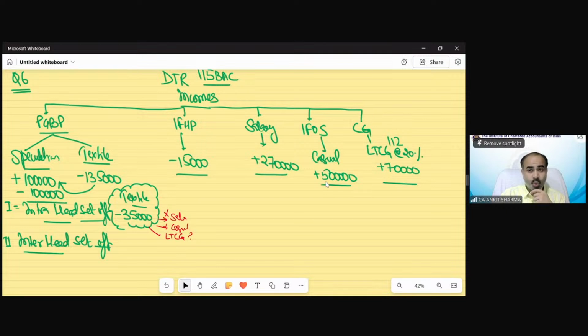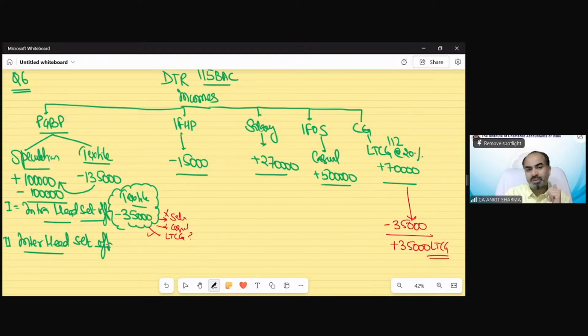Mohammad Farhan is saying no. Ishan is saying yes. Mohammad Farhan, do we ever read any provision which says that PGBP losses cannot be set off against capital gain? Capital gain losses cannot be set off from any other head of income, but PGBP losses can be set off against capital gain income. It is definitely allowed. So we can set it off against long-term capital gain. So this 35,000 can be set off against long-term capital gain, and the remaining would be my 35,000 long-term capital gain income.